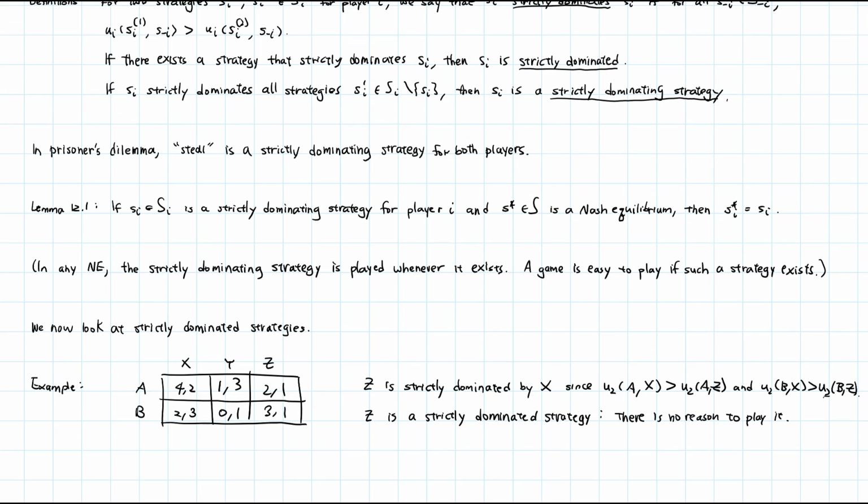So this gives us the following lemma. If S star is a Nash equilibrium, then SI star is not strictly dominated for any player I. So no player will play a strictly dominated strategy in any Nash equilibrium. We will leave the proofs of these two lemmas as easy exercises. So now when we are searching for a Nash equilibrium, we can discount a strategy that is strictly dominated.